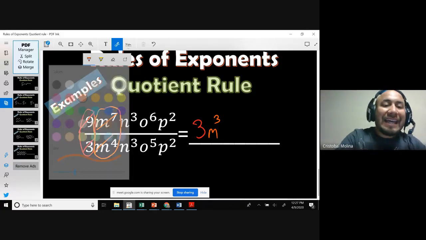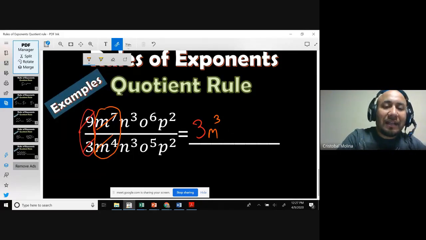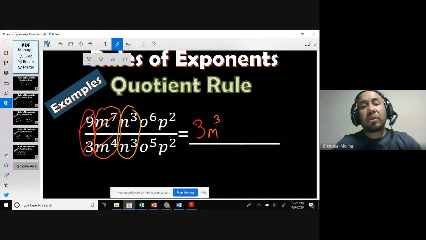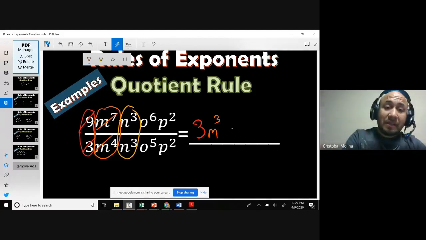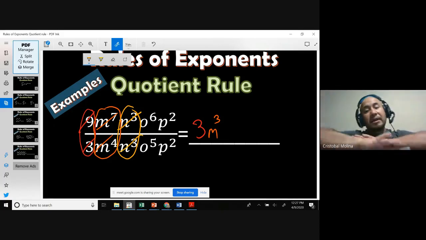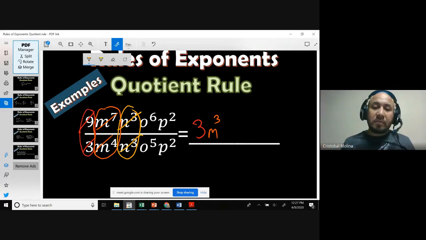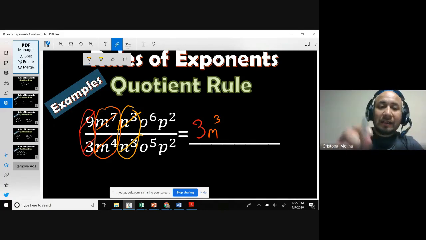Let me go ahead and work out the n's right here. We have n to the third divided by n to the third. Oh, we have the same. So what's going to happen there? Boom, they're going to reduce to 1. 3 minus 3 is 0. We don't have to put the n's. We're good. Let's work with the o's now.